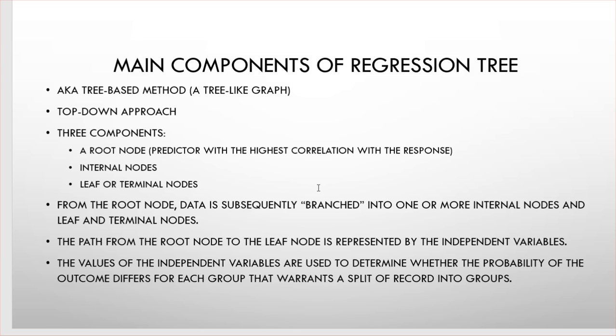And there are 3 components to a regression tree. We have a root node. The root node is always the independent variable with the highest correlation with the dependent variable. The root node is further branched into one or more internal nodes. And from each internal node, we can further subdivide into one or more leaf or terminal nodes.